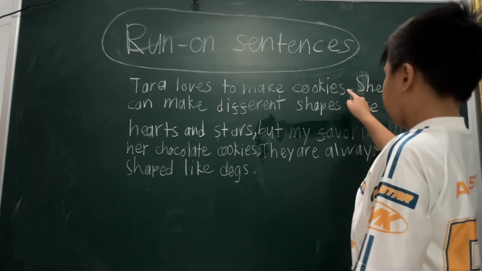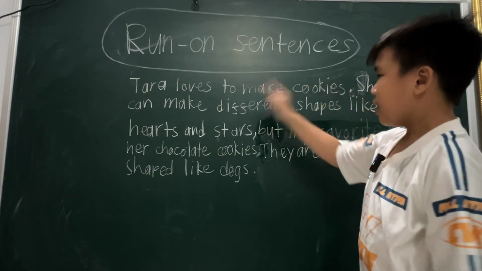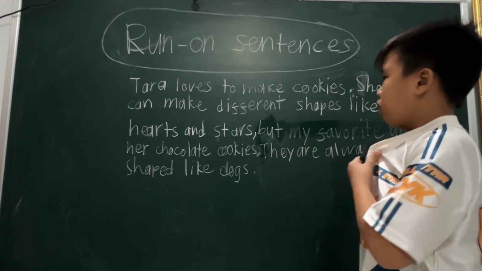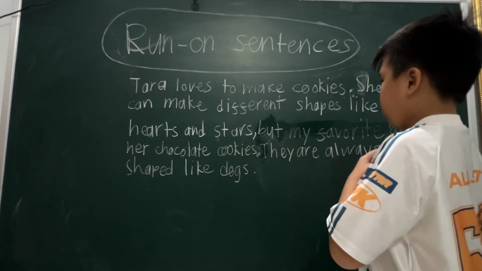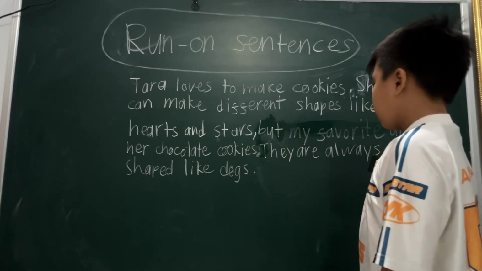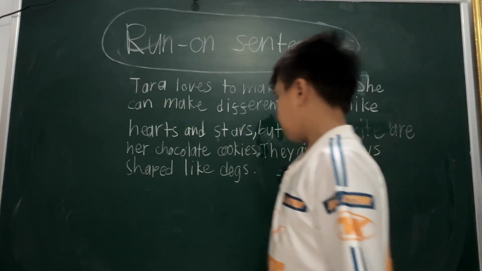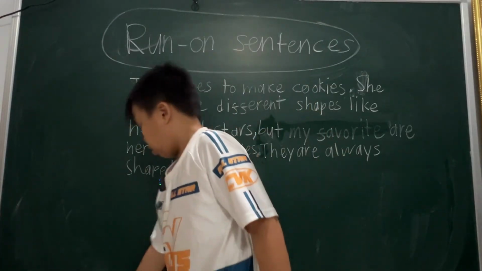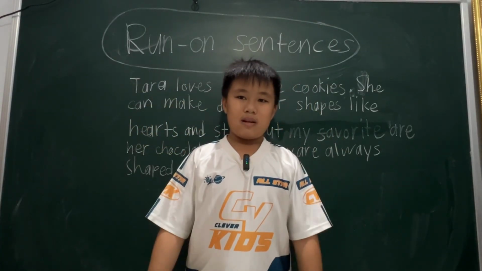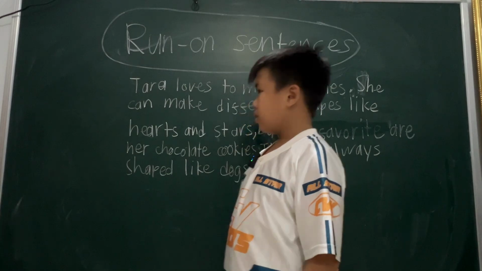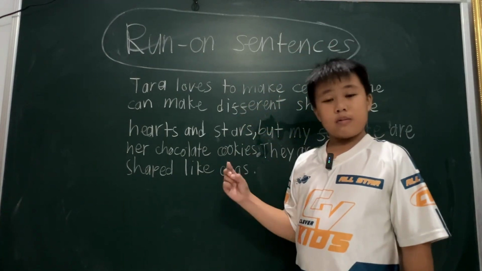Tara loves to make cookies. She can make different shapes like hearts and stars, but my favorite are her chocolate cookies. They are always shaped like dogs. This is a very good thing, right? That we can use for probably a story.